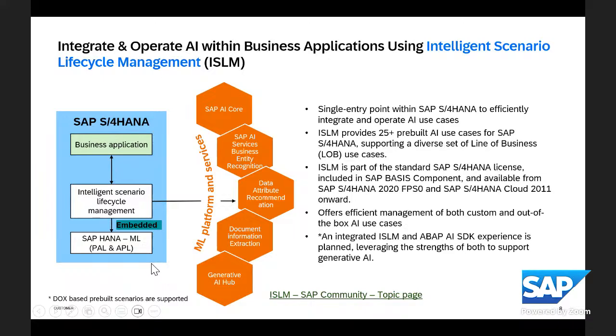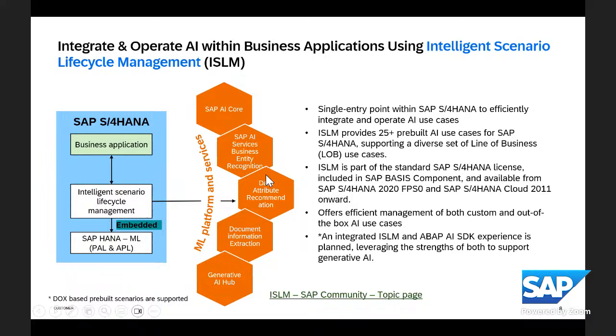So we started by supporting HANA ML, and we have extended the support for SAP AI Core and various AI services that we have. And now we also extend ISLM to connect to generative AI hub, which is your gateway to large language models or LLMs. So what this means is that ISLM acts as a single entry point within the S/4HANA stack, and it's basically designed to integrate and manage all kinds of AI services or ML runtimes that you see here.